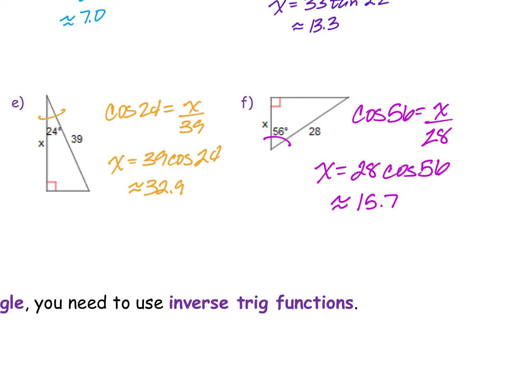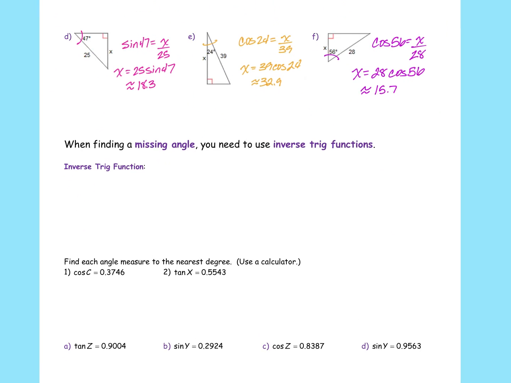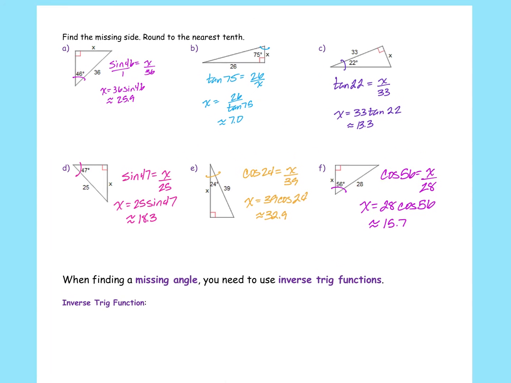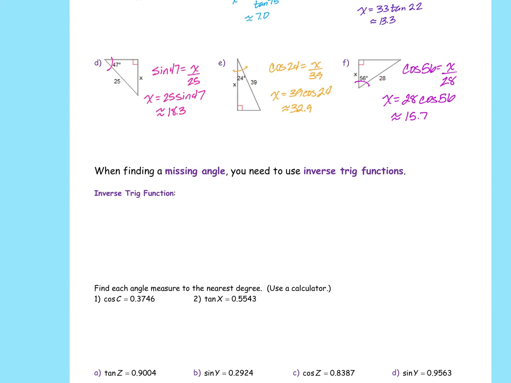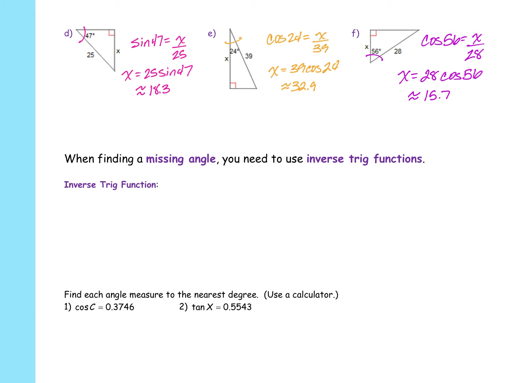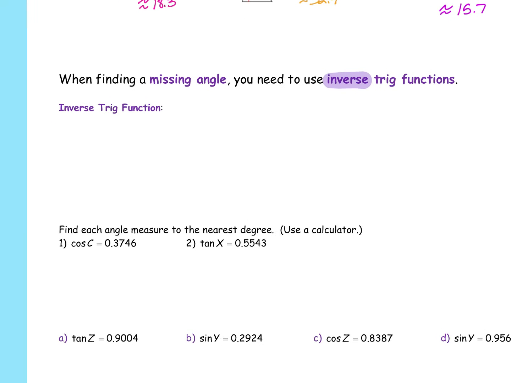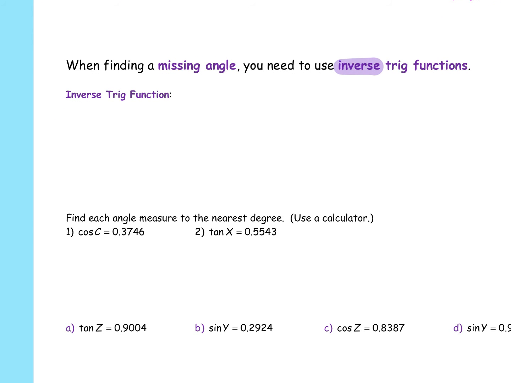Okay. So next we're going to talk about how to find a missing angle. So notice we only use sine, cosine, tangent, right? Only regular trig functions to find a side. Well, when we find an angle, I need to use the inverse trig function. And inverse trig function just undoes sine, right? So what undoes sine? Sine inverse. And how I write that is just this.